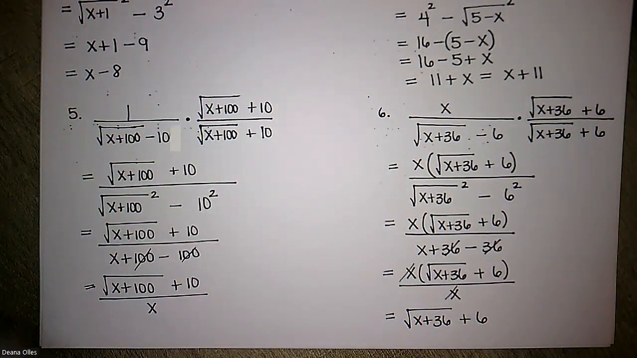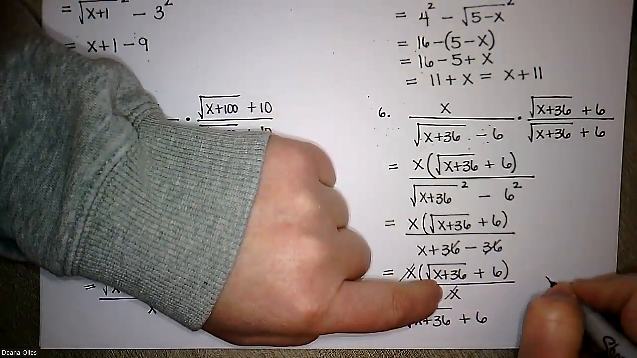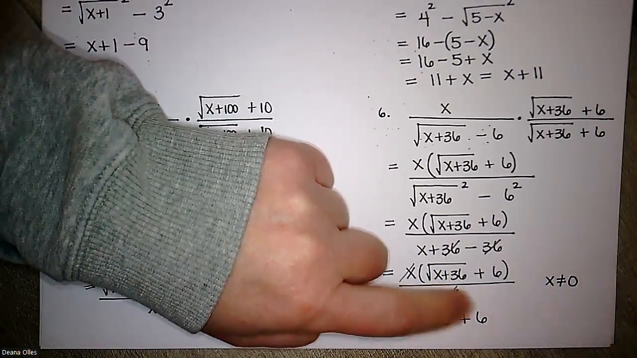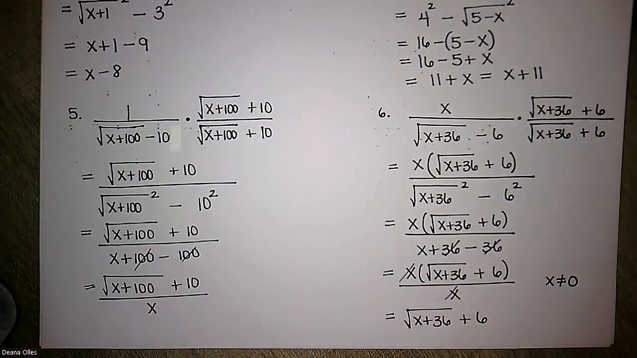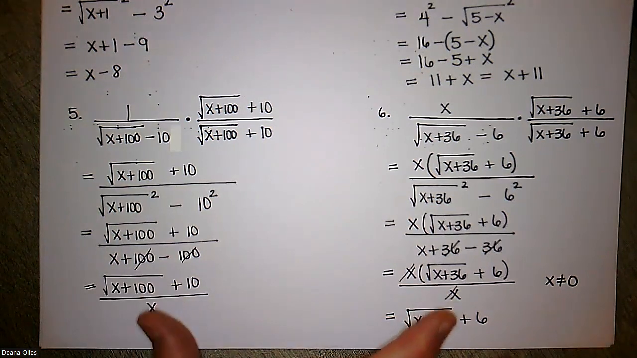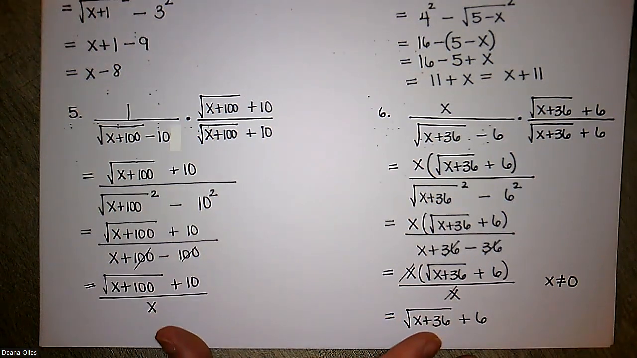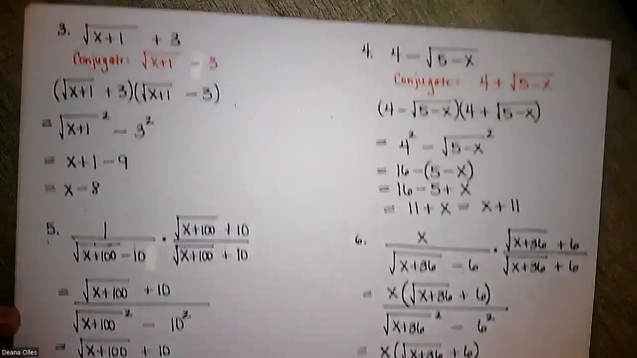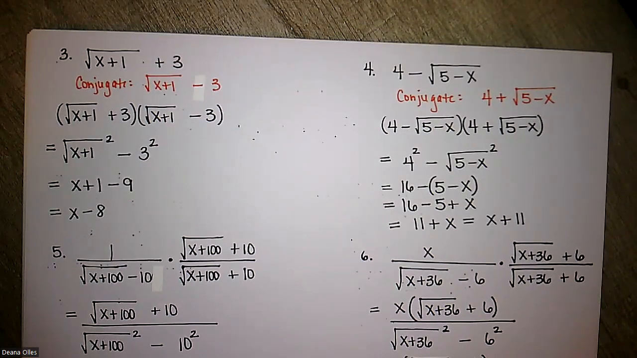Now I have to be careful though, because I can only cancel that x if I say x is not equal to 0, because if it was, it would make this whole thing undefined. All right, so anytime you cancel a variable from the denominator, you want to go ahead and make the statement as to what that variable could not be, so that you're not breaking any rules. All right, so these last two examples would be examples of answering the question: please rationalize the expression. Whereas the others are find the conjugate and multiply. All right.